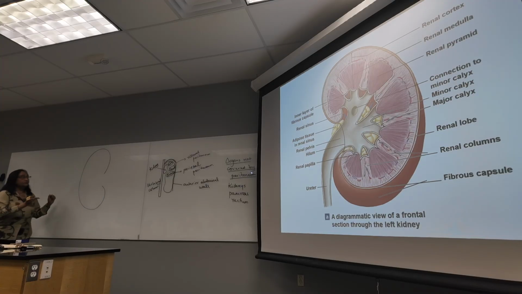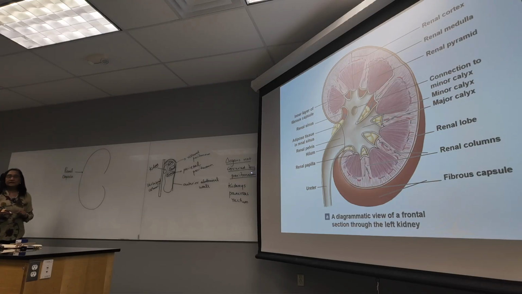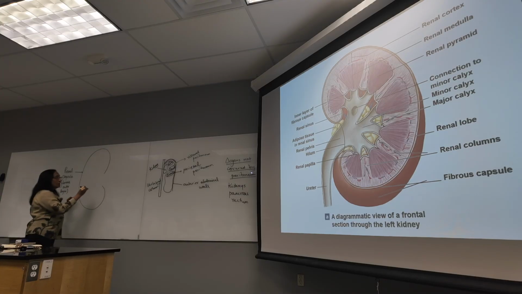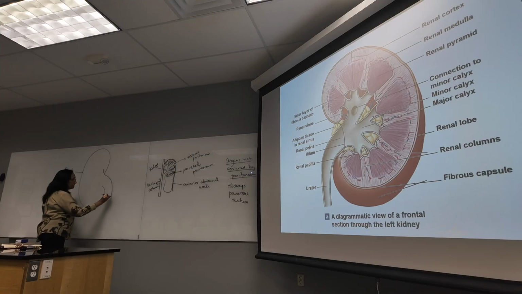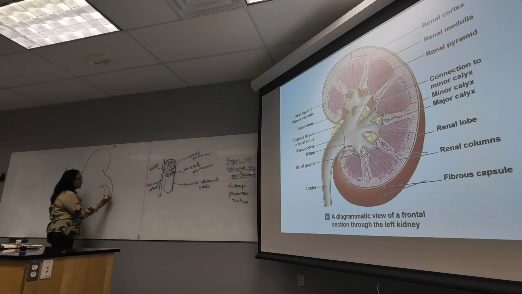In the lengthwise section, the outermost covering of the kidney is called the capsule. For everything we use renal as a prefix to indicate that we are talking about the kidney. Renal capsule, this is a fibrous outer layer. Then you are going to see the ureter emerging from the medial aspect of the kidney. So this is lateral, this is medial. From the medial aspect of the kidney, you're going to see the ureter.